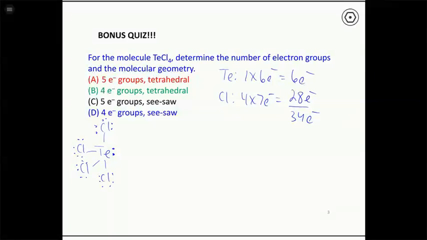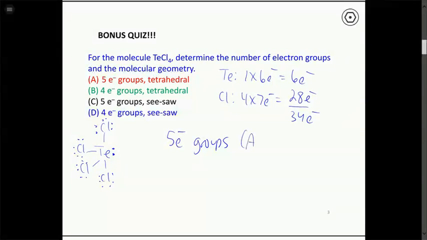We can start answering the questions now. So for the number of electron groups, remember that each atom that's bonded to the central atom and each non-bonding pair of electrons counts as an electron group. So we have 4 atoms and 1 lone pair, so we have a total of 5 electron groups. And in this case, they're categorized as AX4E because there's 4 atoms and 1 lone pair. And so that's going to be the first part of our answer.